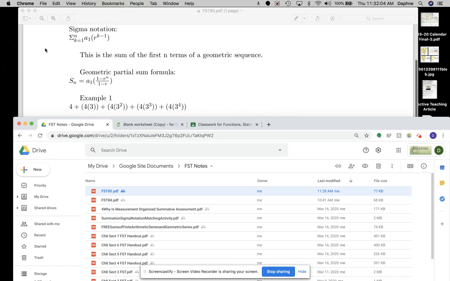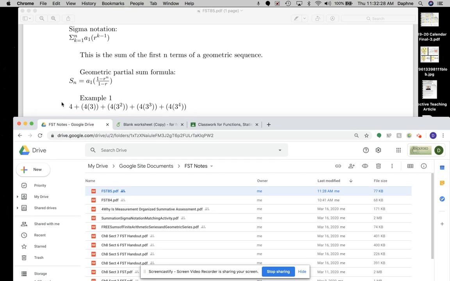So example 1, this is what your book is saying. A geometric series is starting with 4, and then you're adding to that 4 times 3, you're adding to that 4 times 3 squared, adding to that, you get the picture. So what is the common ratio? Pause the video and figure it out. All right, the common ratio is 3. My first term is 4.